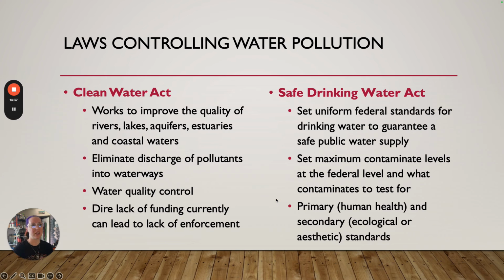Lastly, we need to, of course, consider some of the laws that help control water pollution. As usual, these laws came into play in the 1970s. The Clean Water Act was made to improve the quality of the rivers, lakes, aquifers, estuaries, and coastal waters, to hopefully help eliminate discharge of pollutants into our waterways, help with water quality control. But of course, like anything else in the government, there's completely a dire lack of funding, which can add to the lack of enforcement, right? If you don't have the money to help enforce these ideas, you're not going to have them be enforced.